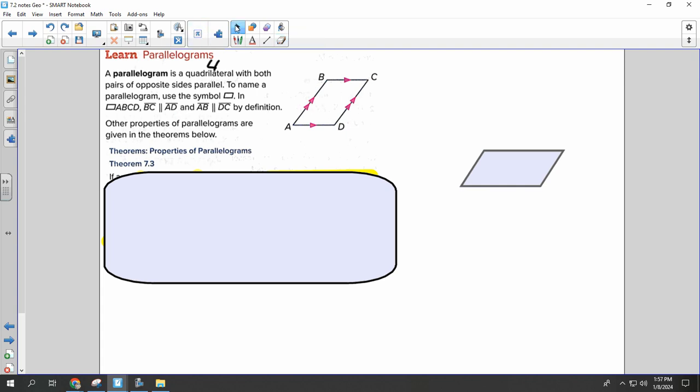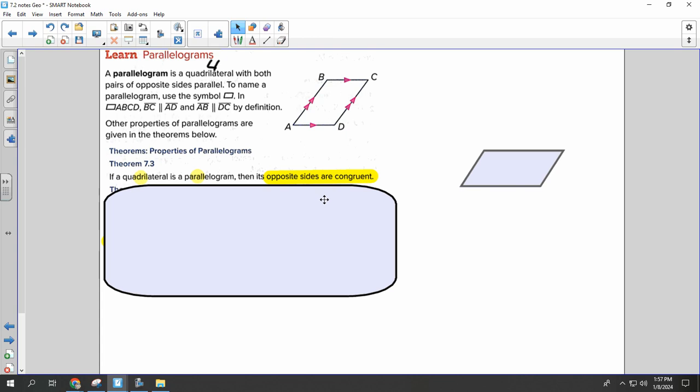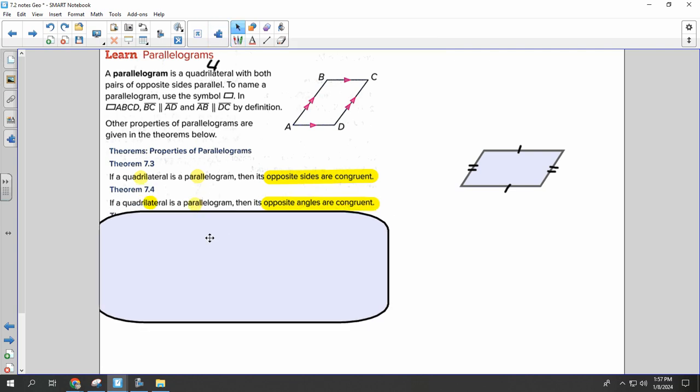Other properties of parallelograms. Once you know something is a parallelogram, the next few items are automatically given to you. Opposite sides are congruent. So the top and the bottom are going to be congruent. The left side and the right side are automatically going to be congruent. Then if you have a parallelogram, the opposite angles are automatically congruent. So if you draw a line diagonally across your shape, the angles that it would touch are congruent.